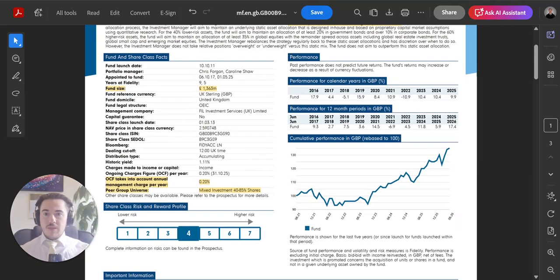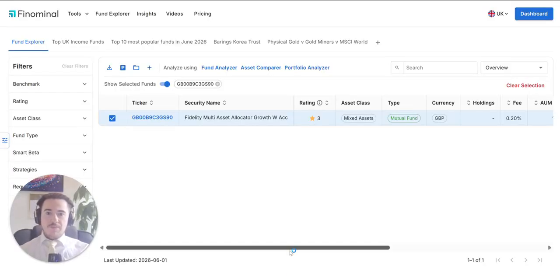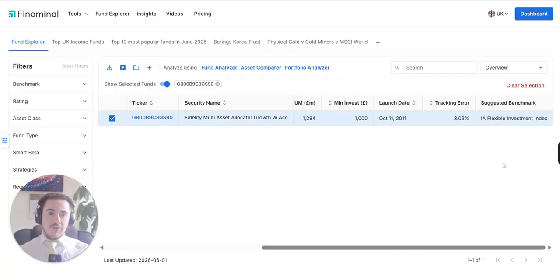Looking at fund size, quite popular, just over 1.3 billion of AUM, certainly inexpensive as well at 0.2% OCF, and they note their peer group universe of the mixed investment 40 to 85% shares. Now that's interesting to note, as if we head over to the Fund Explorer, looking at this share class ISIN shown here, we can see this is actually a 3-star rated fund within the suggested benchmark universe of the IA Flexible Investment Index. So that differs from that of the fund manager's.